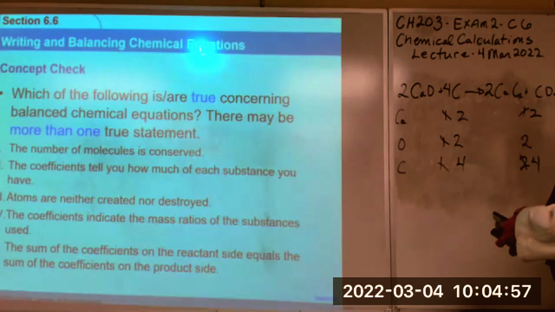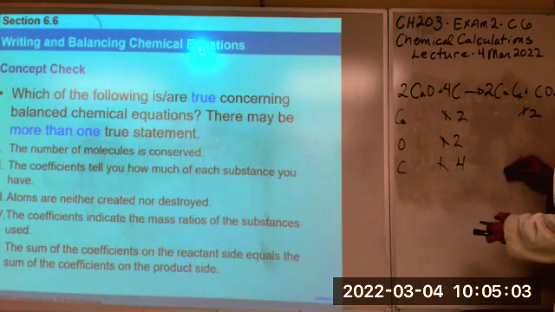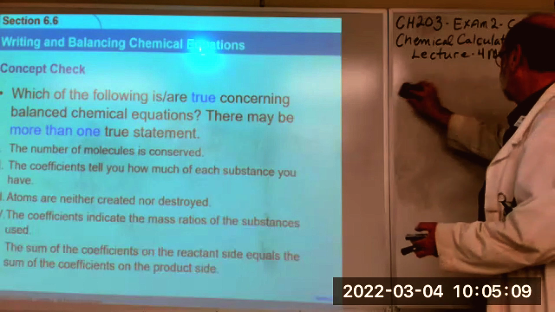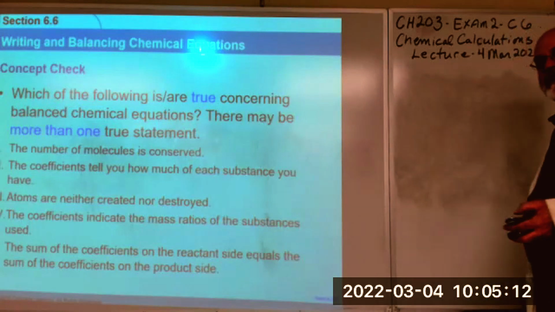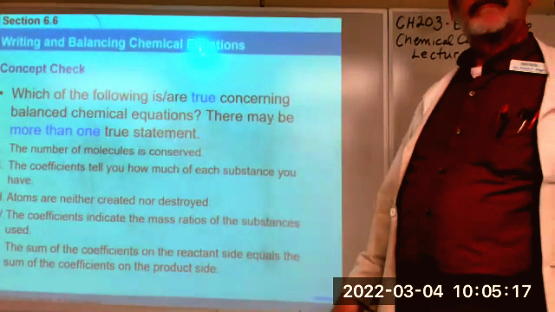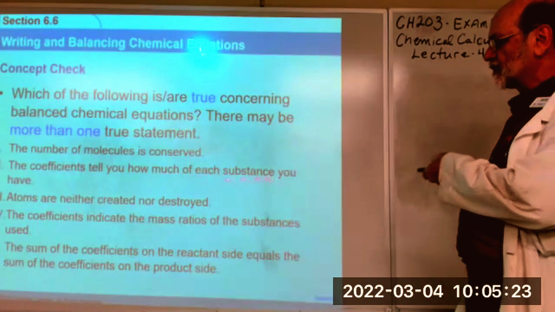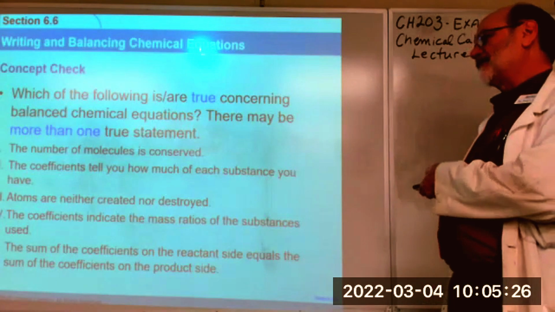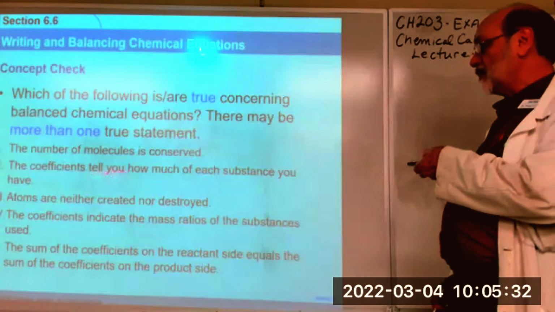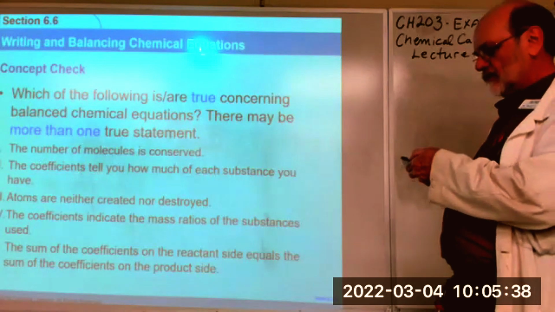Okay, so which of the following statements is true? The number of molecules is conserved. I don't think so. What are the numbers that tell us the number of molecules? The coefficients. Coefficients could be anything. So this one's false. Coefficients tell you how much of each substance you have. That's a little misleading. How much refers to mass. It tells you how many molecules or how many moles of each thing you have. So we're going to say that one's false also.